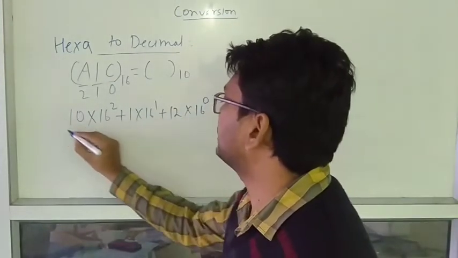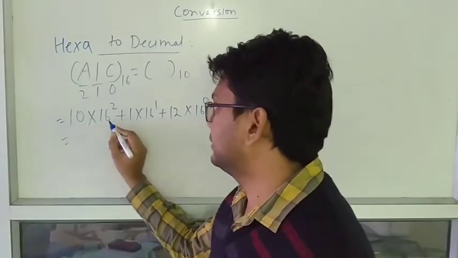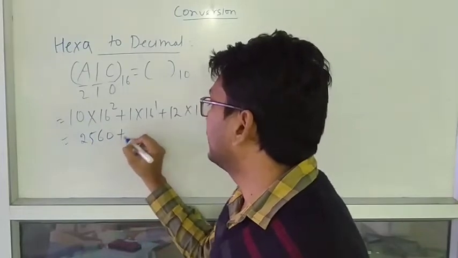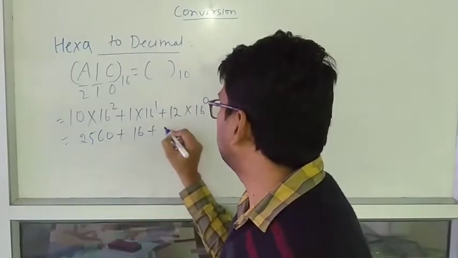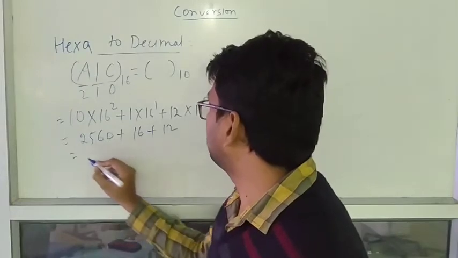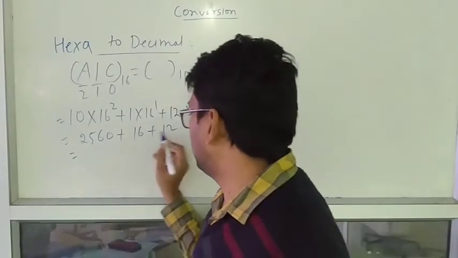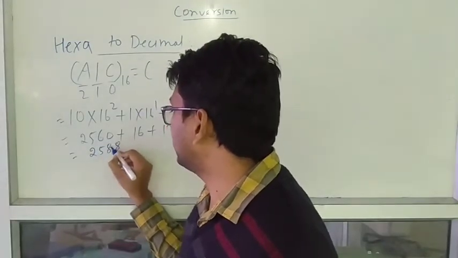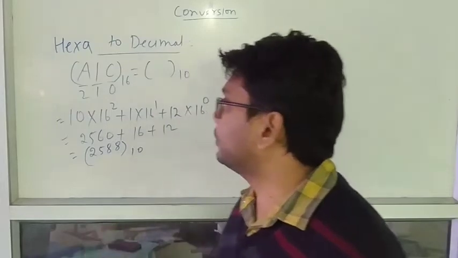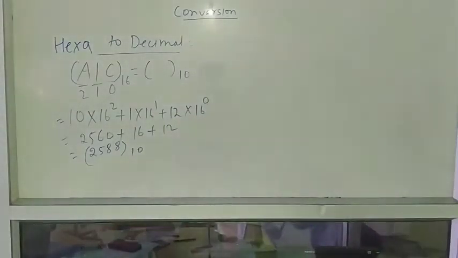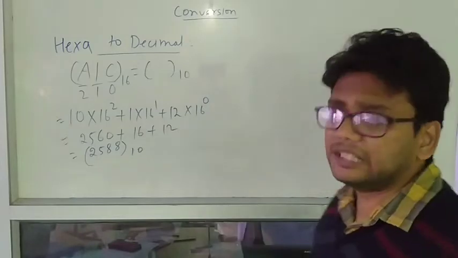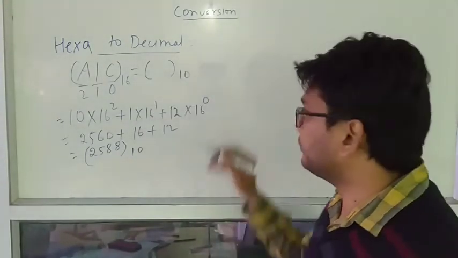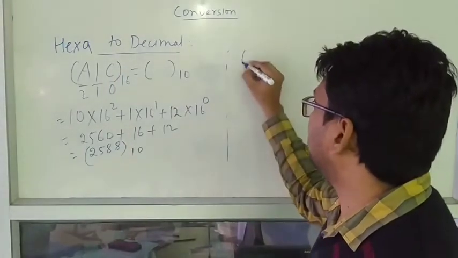So here the answer will be 256 multiplied by 10, 2560, then plus 16, then 12. So the answer will be 2588. That will be in the decimal form. So this is a simple example which we can easily understand, showing how to convert a hexadecimal number into the decimal one. Again, if there is any fraction part, we can go through with it.